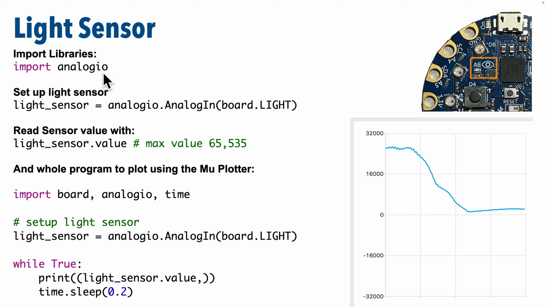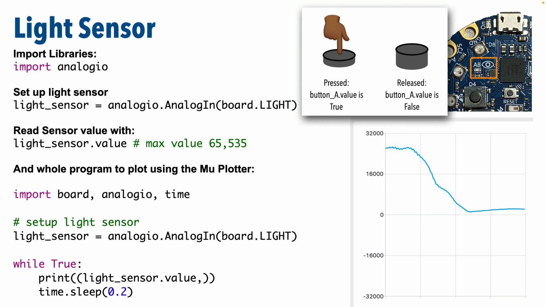And that's because the light sensor is considered an analog sensor. For now, you can think of the difference between analog and digital this way. Digital inputs have two states, 1 or 0. When we created our buttons, we used the digitalio library, and that's because the button has two states. Either it's on, pressed, true, or off, not pressed, false.